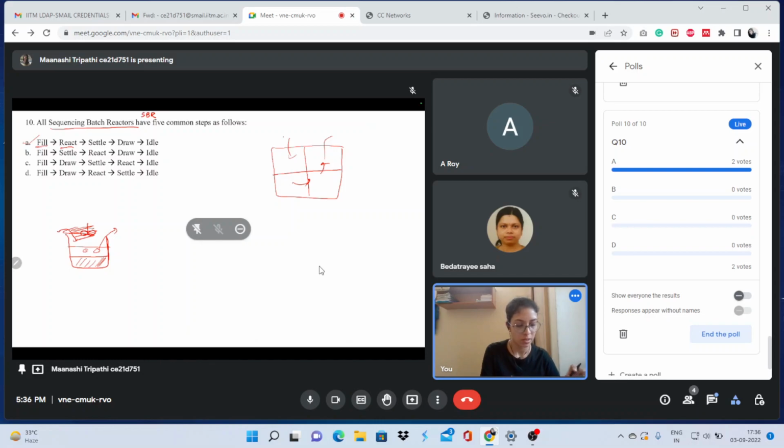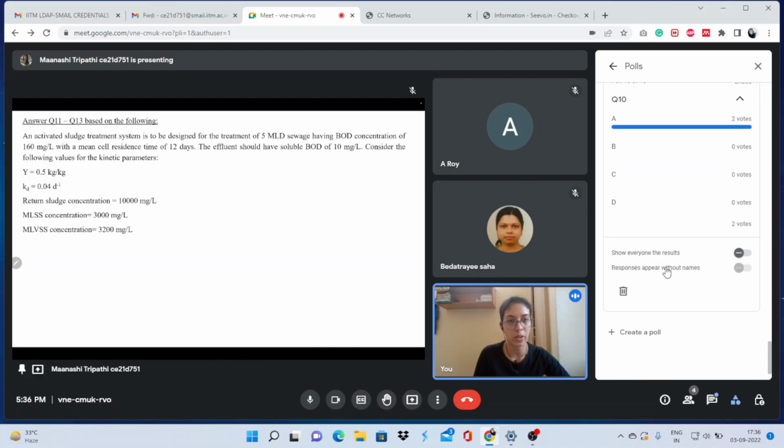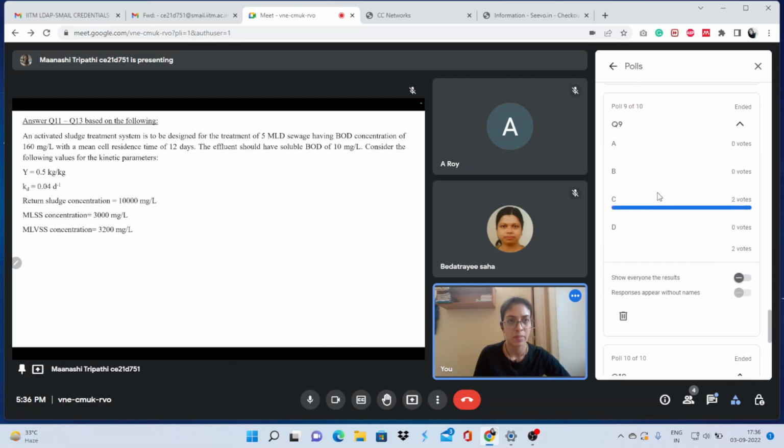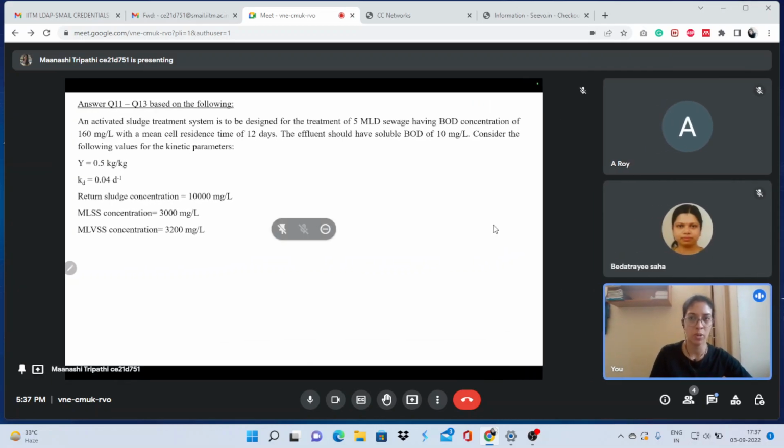Okay. So we'll move towards question number 11. Questions number 11 and 13 are numerical, so it will be better if you take out your calculators. There are no polls for it, so we will type the answer in the chat box. So the question is, an activated sludge treatment is to be designed for the treatment of 5 MLD sewage having a BOD concentration of 160 milligram per liter.